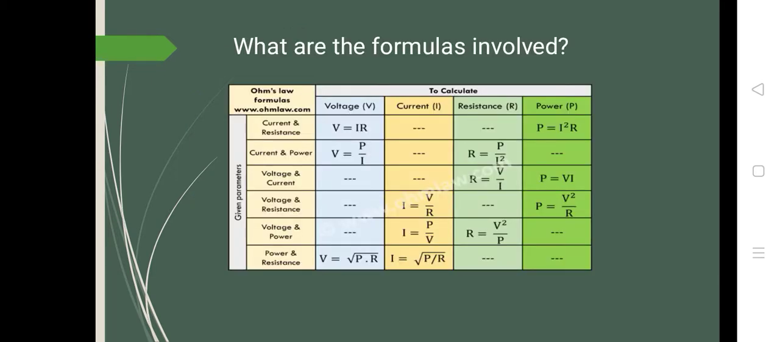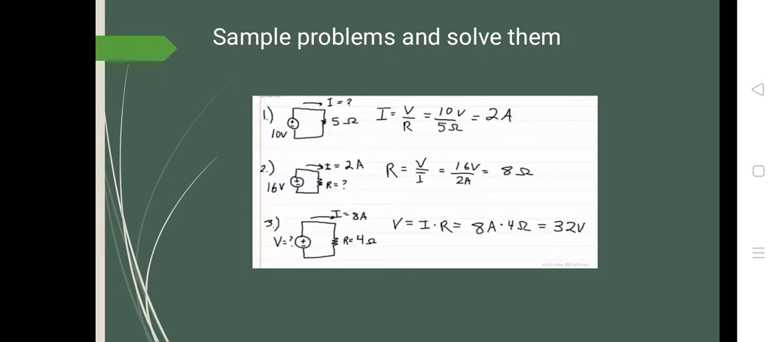So next, what are the formulas involved? So this is the formula, the V I R. If you want to get the current, you have to get the resistance, you have to get the voltage, and also it has the power if you want to get the power there.